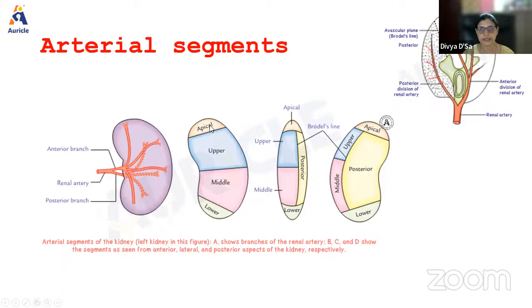So these are the arterial segments: apical, upper, middle, and lower anteriorly, and apical, posterior, lower posteriorly. The apical, upper, middle, and lower are supplied by the anterior segmental branch only, whereas the posterior segmental branch will supply the posterior part. Okay, so those are the segments.